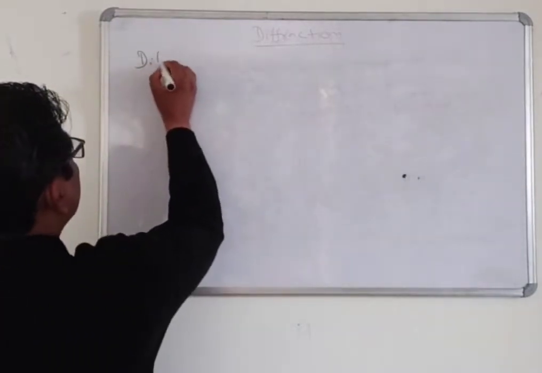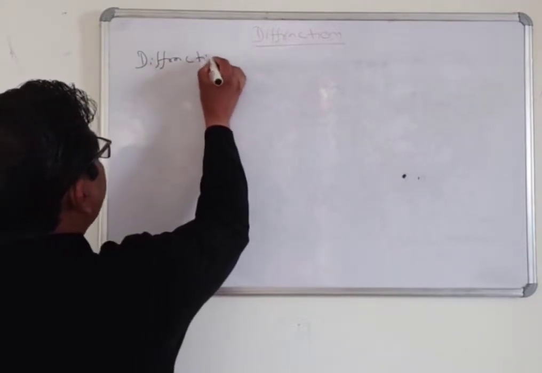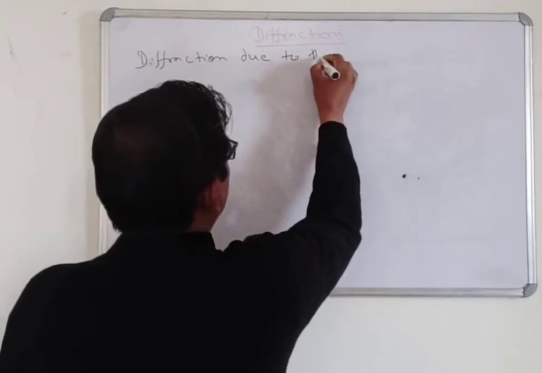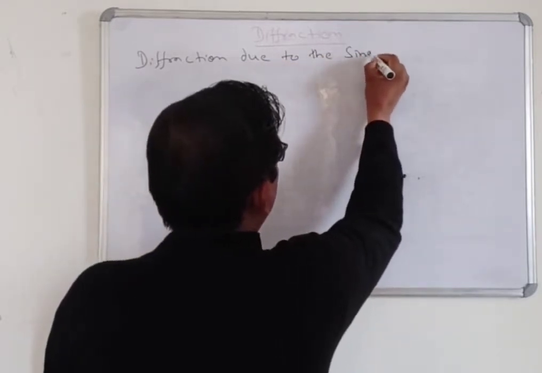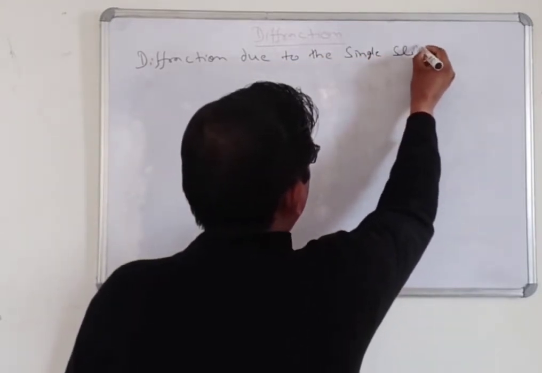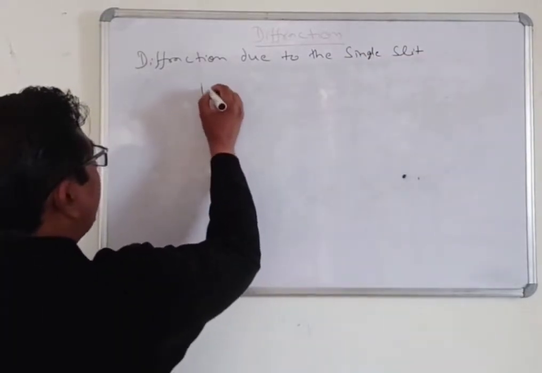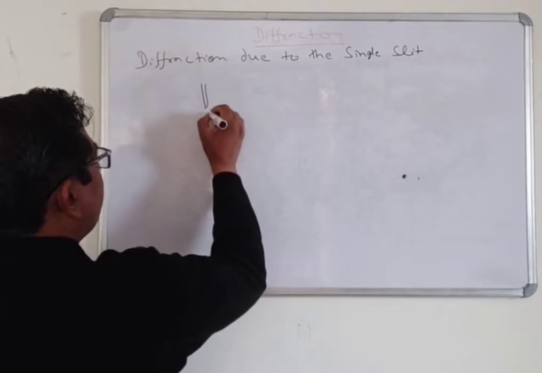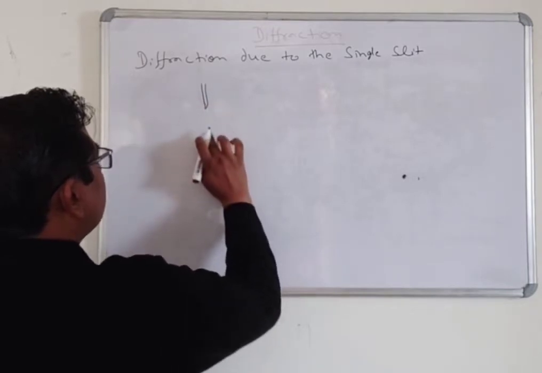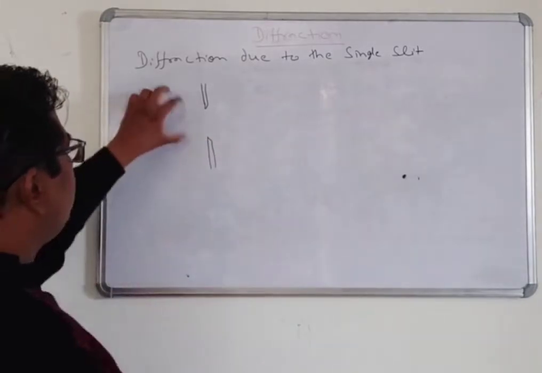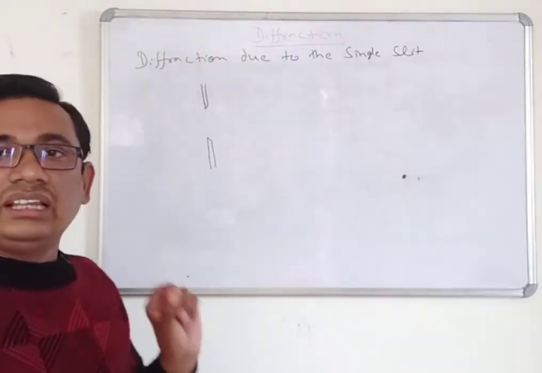Now, diffraction due to the single slit. What is the meaning of single slit? Meaning of that, a single opening like that. A single opening is known as a single slit.